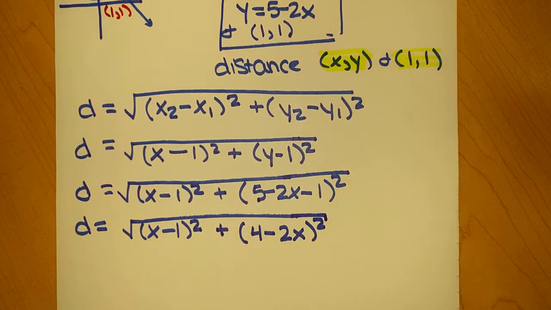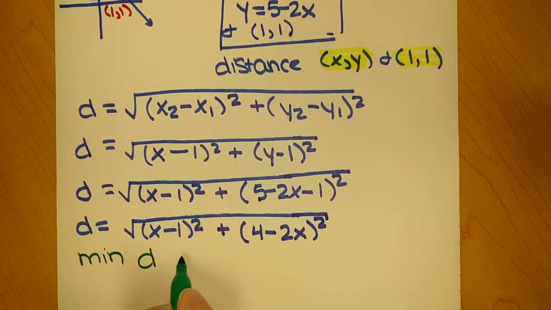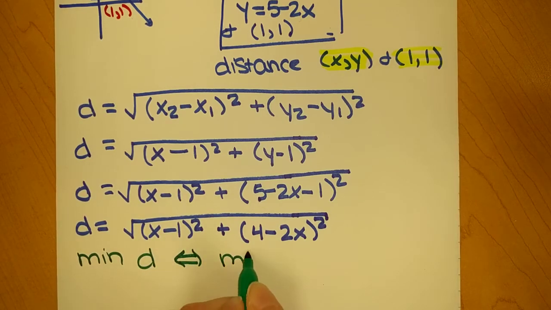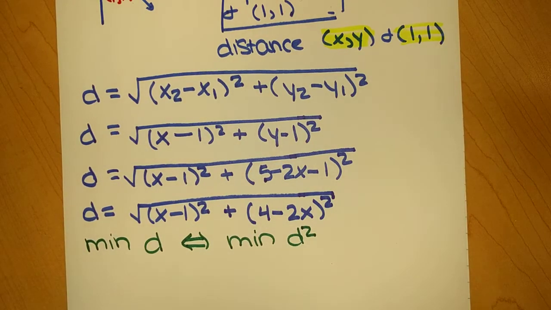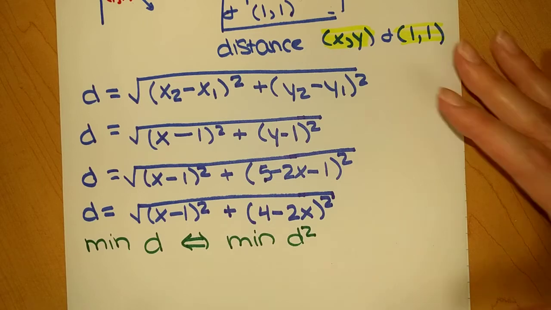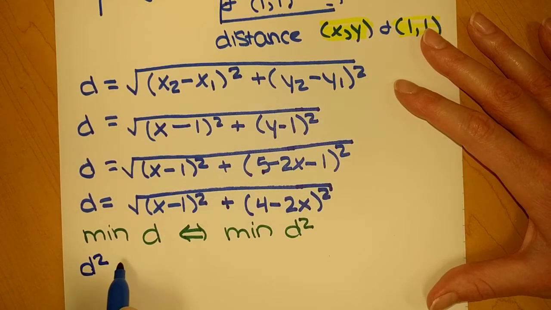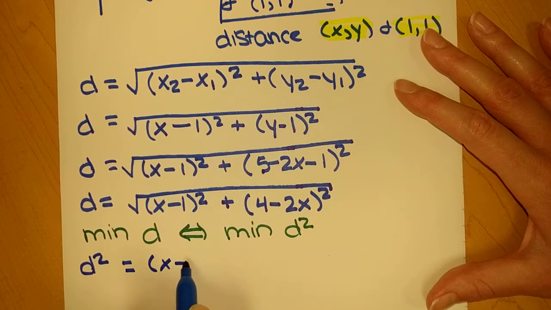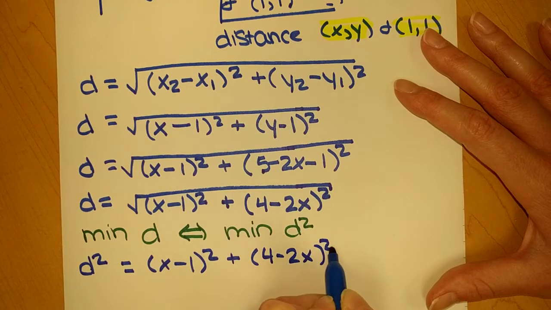Now we talked about in the last example that if you minimize your distance, that is the same as minimizing distance squared. So if I square both sides, that is going to be an equivalent problem, and it is going to be a little easier to deal with in terms of taking the derivative. So I will say that d squared is equal to x minus 1 squared plus 4 minus 2x quantity squared.